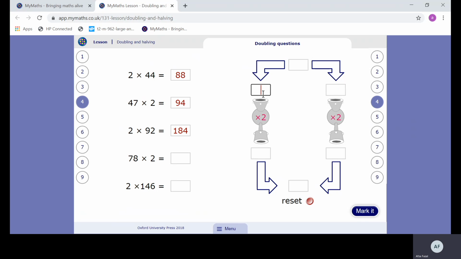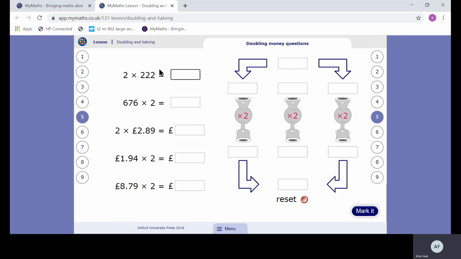78. So let's partition that into 70 and 8. Double 70 is 140, double 8 is 16. Together, it's 156. I'm going to leave it at that. Next one. Now you're doubling money questions, okay? So those two are just 3-digit numbers.